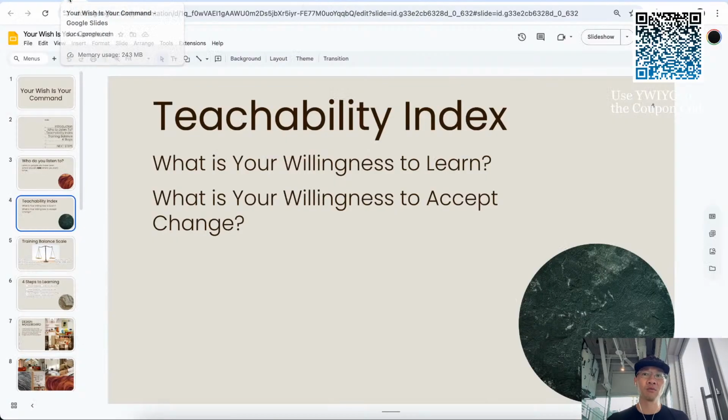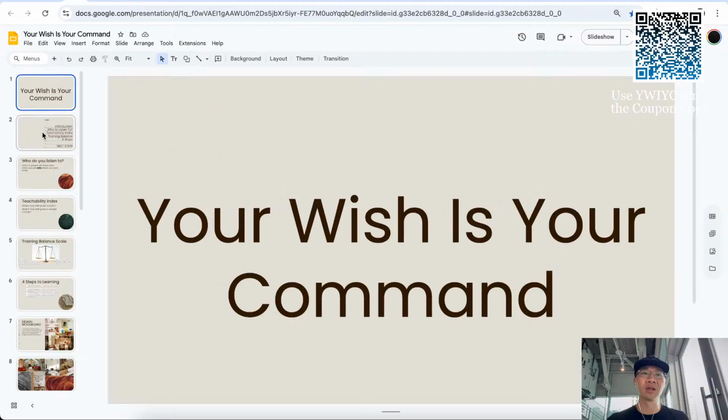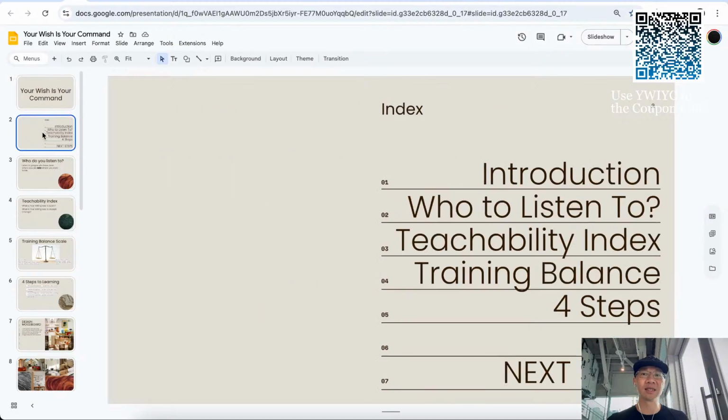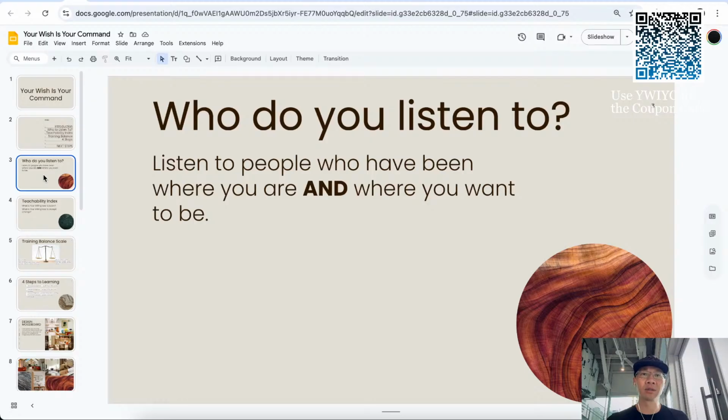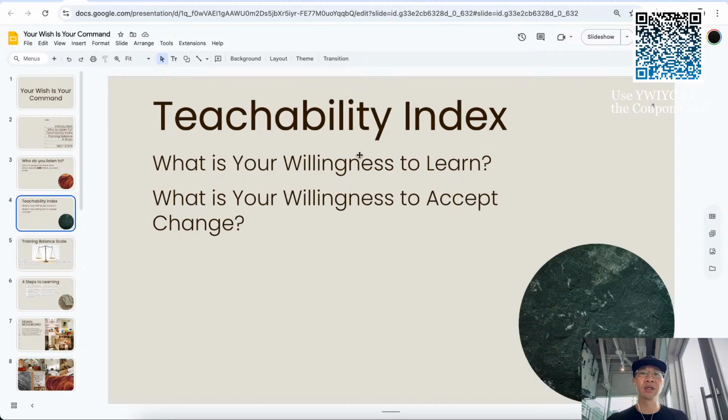We've been going over Your Wish Is Your Command, the major lessons contained within the CD set. The first lesson was, who do you listen to? Listen to people who have been where you are and where you want to be. Second lesson, teachability index. What is your willingness to learn? Giving yourself a score from 0 to 10. And what is your willingness to accept change? Also giving yourself a score from 0 to 10.